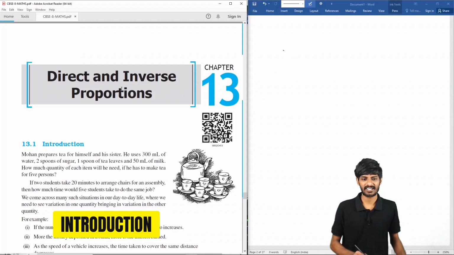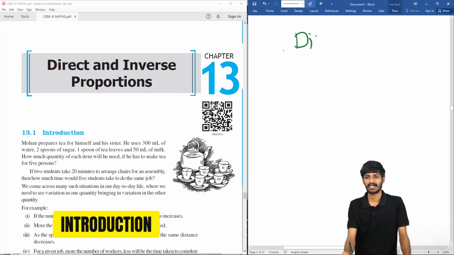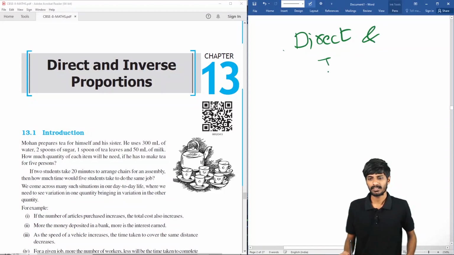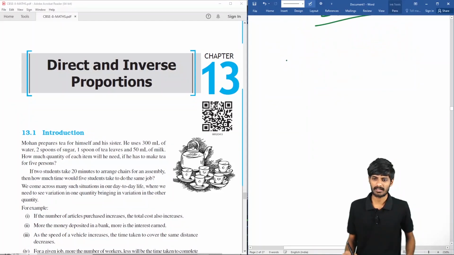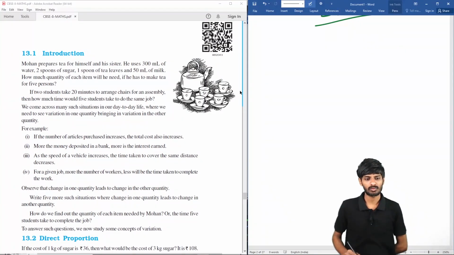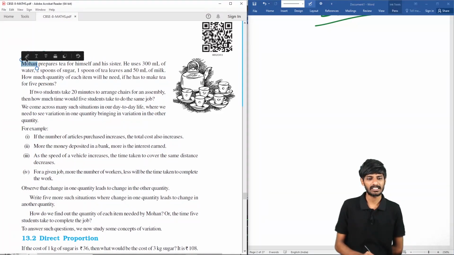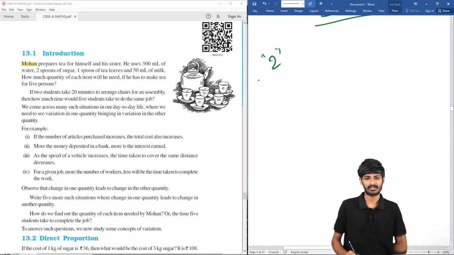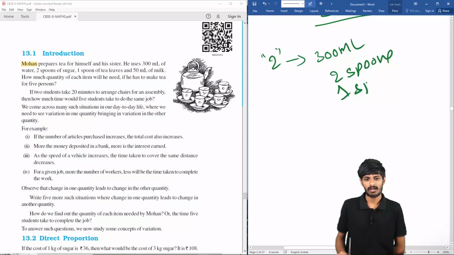So we start our discussion regarding direct and indirect proportions. It is chapter 13. We are going to discuss the introduction. Here I have told you, Mohan is preparing tea for himself and his sister. So for two people he is preparing tea. For that, what is he using? He is using 300 ml of water, 2 spoons of sugar, 1 spoon of tea leaves and 50 ml of milk.